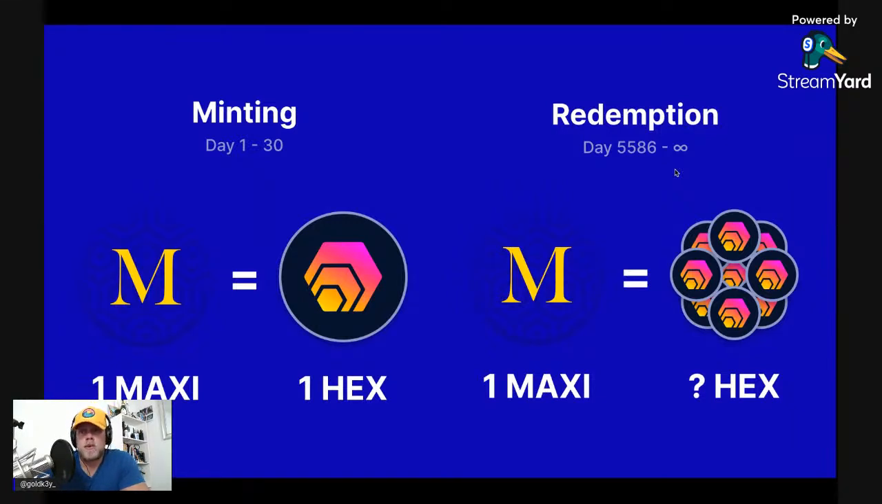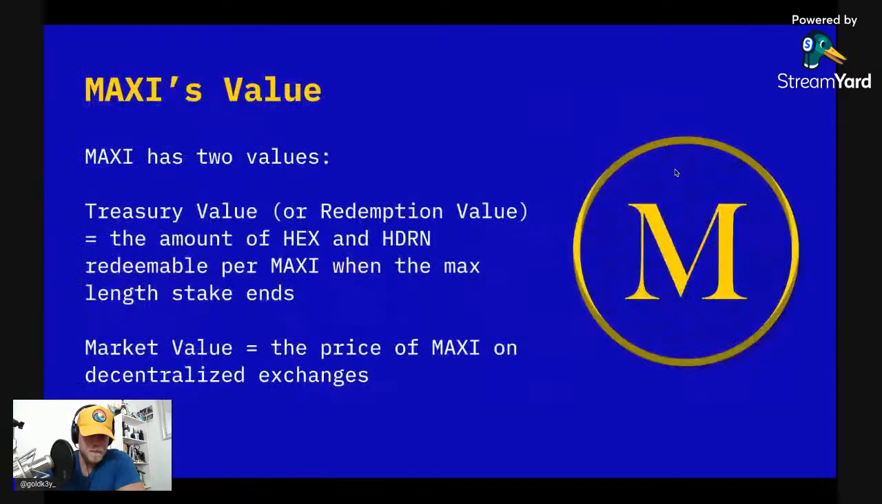As I mentioned before, we're integrating Hedron. On top of this value backed in Hex, you'll also have claimable Hedron from the pool as well. Just another multiplier of the value of Maxi. So Maxi actually has two values. It'll have the treasury value, or the redemption value after the stake is ended, which is the amount of Hex and Hedron redeemable per Maxi when the MaxLink stake ends, and then the market value, which is the price of Maxi on decentralized exchanges.